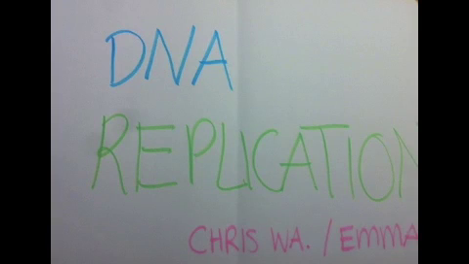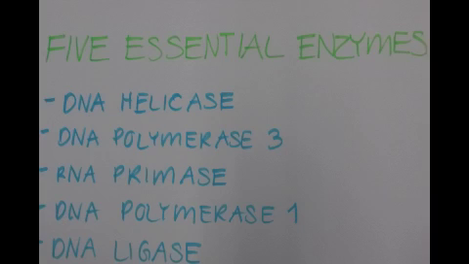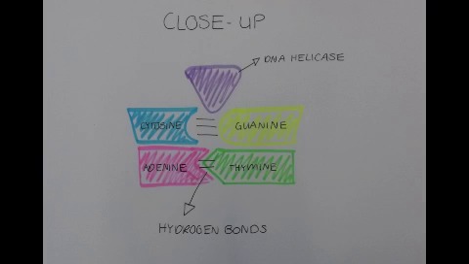Today we'll be explaining DNA replication in prokaryotes and the function of specific enzymes during this process. DNA replication occurs in the S phase of interphase. There are 5 main enzymes essential to the DNA replication process: DNA helicase, DNA polymerase III, RNA primase, DNA polymerase I, and DNA ligase. First, DNA helicase unwinds and unzips DNA.